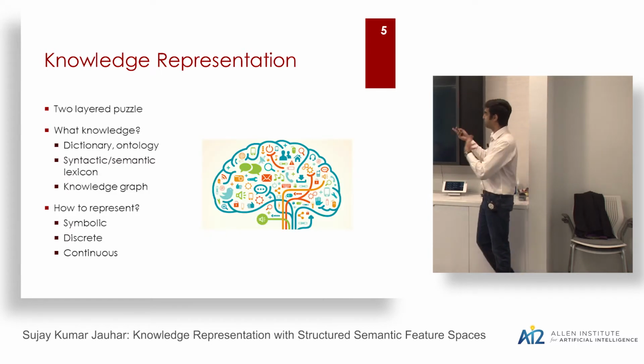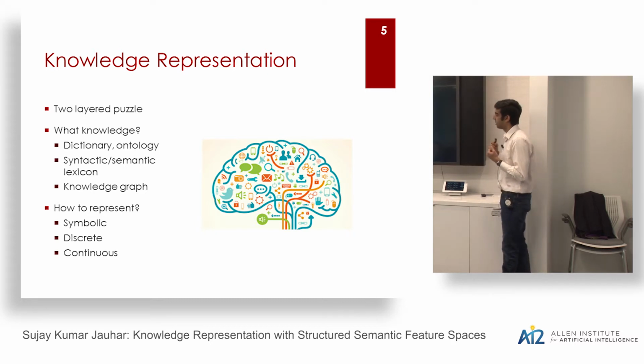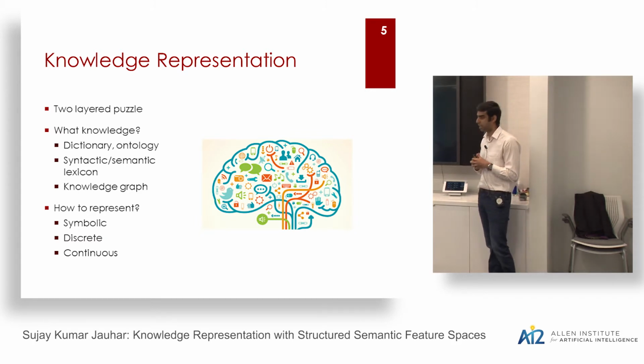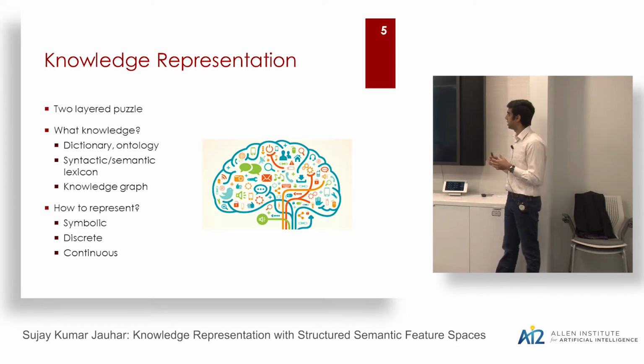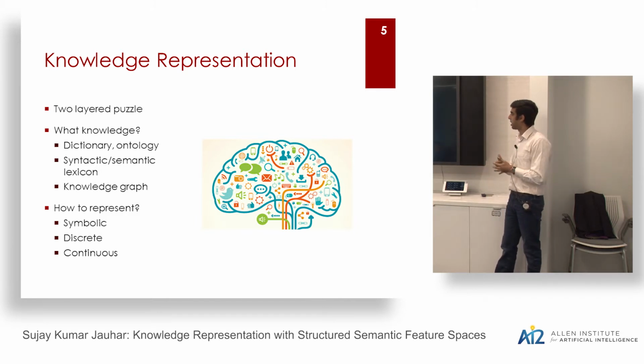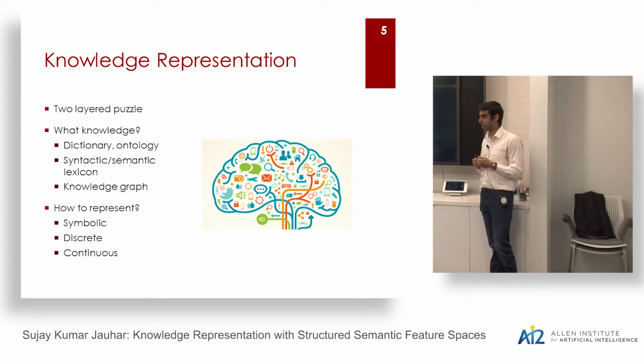Before we go further, let's define these two concepts a little more. So when I think about knowledge representation, at least in the context of natural language processing, I think about it as a two-layered problem. The first problem that you're trying to ask yourself is, what knowledge do you really want to represent? Is it a dictionary, an ontology, a lexicon, syntactic, semantic, or otherwise? Is it a more structured knowledge graph? Is it just basically a list of OpenIE sort of tuples? What knowledge are we really trying to represent?